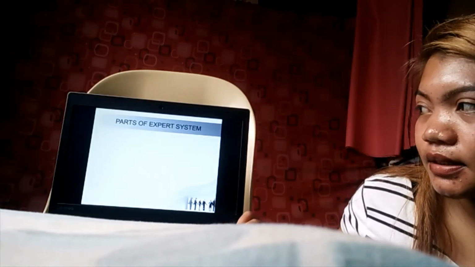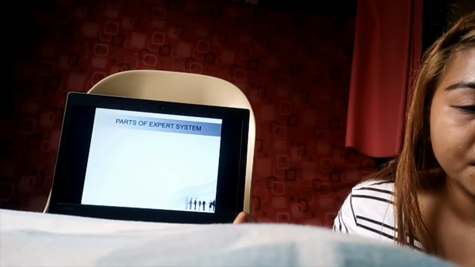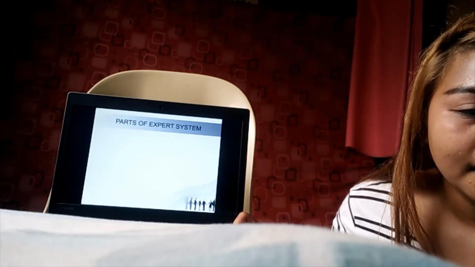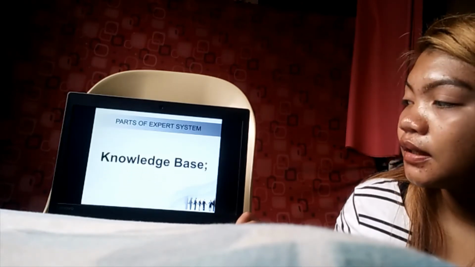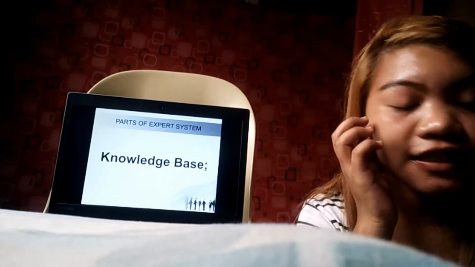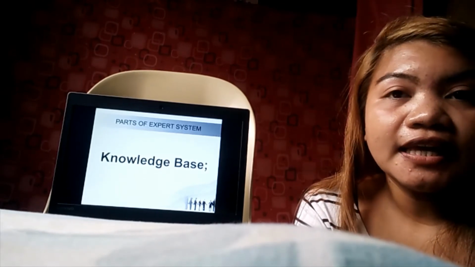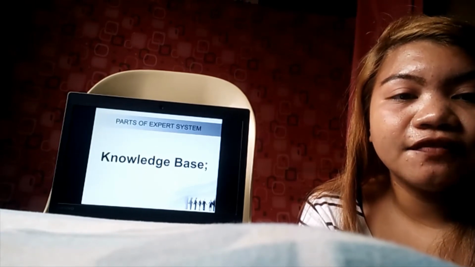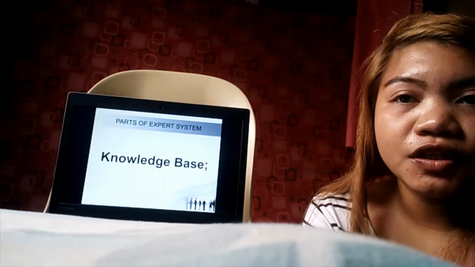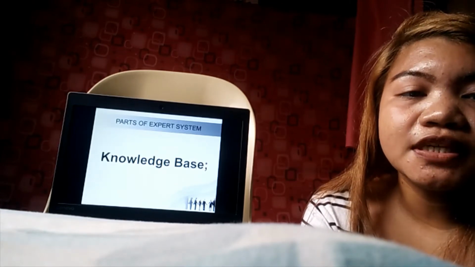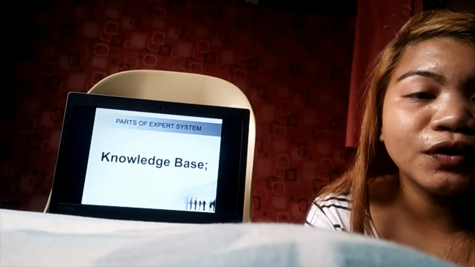So the next is parts of an expert system. Knowledge base. A knowledge base is a store of information or data that is available to draw on. The underlying set of facts, assumptions, and rules which a computer system has available to solve a problem.